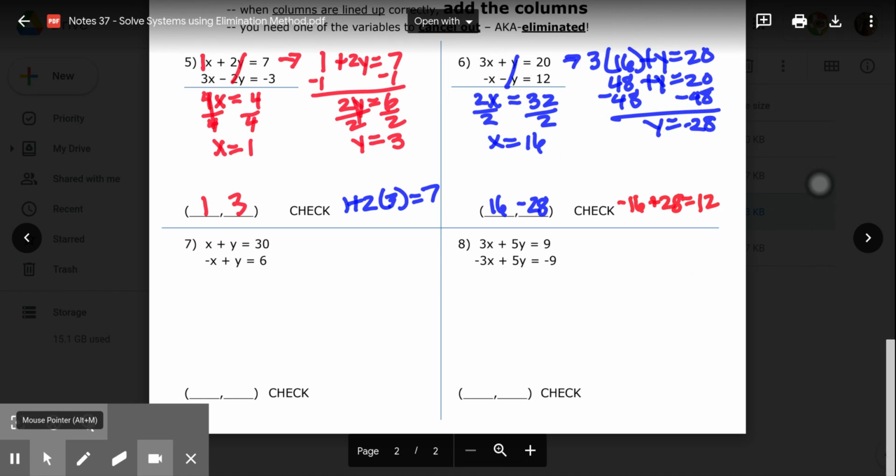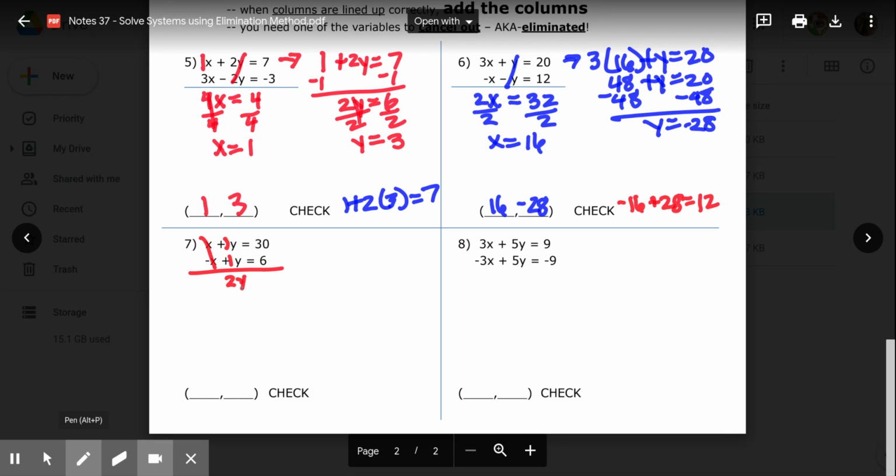All right, let's take a look at 7 and 8 here. Now on problems 5 and 6, you notice that the y's canceled out first. Well, on 7 and 8, the x's are going to cancel out first. Now, this is a mistake that seems like students make. They think that these y's should cancel out as well. But this is actually 1y plus 1y, which is 2y, equals 36. Then you're going to divide both sides by 2. So y equals 18.